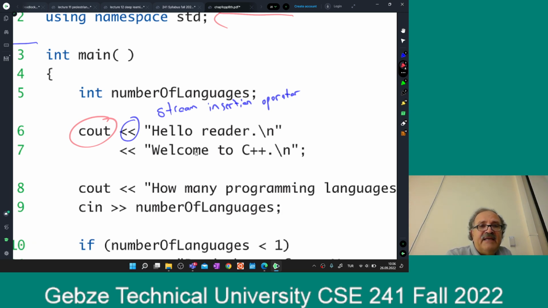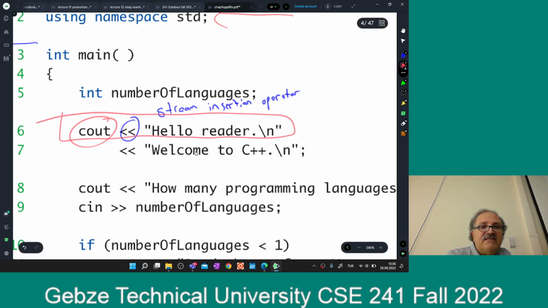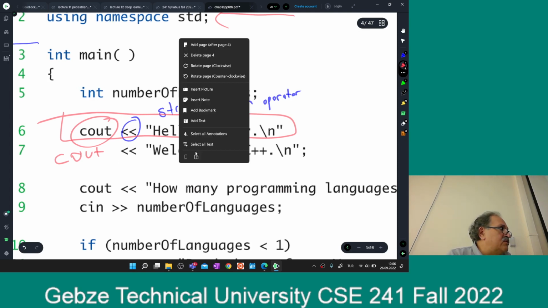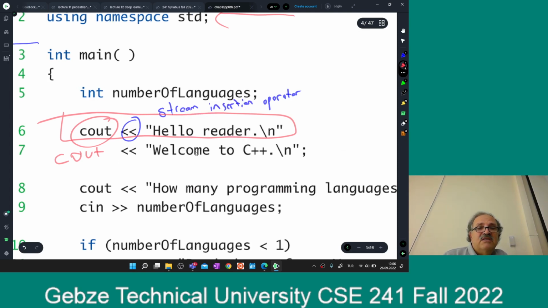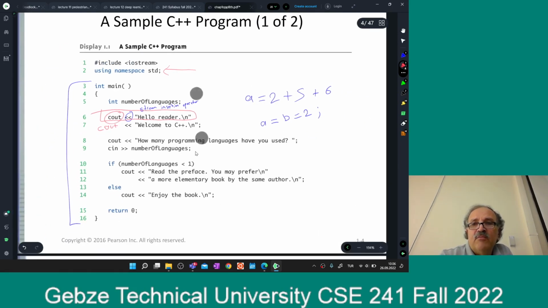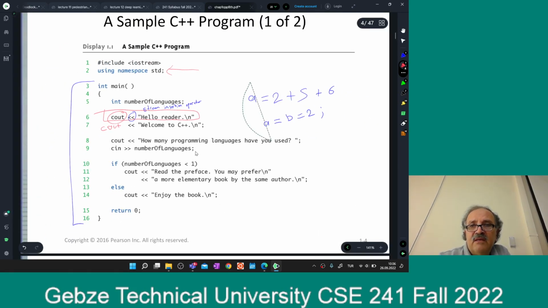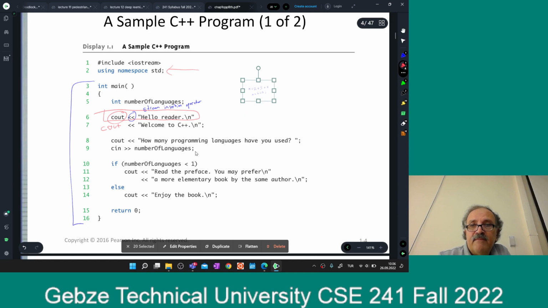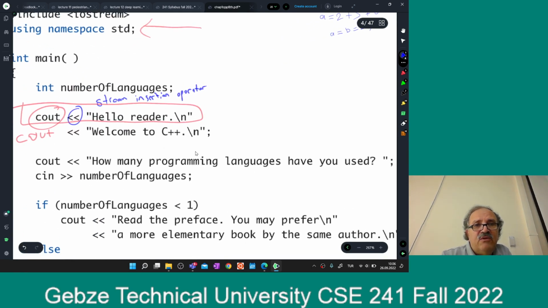Since this line has returned a cout for me, it becomes cout stream insertion, Welcome to C++. So it will print another string to the screen. So together, lines 6 and 7, both of them, will do something like this.